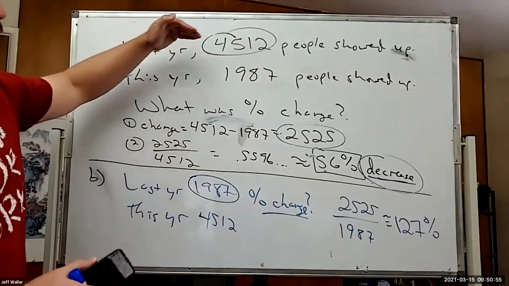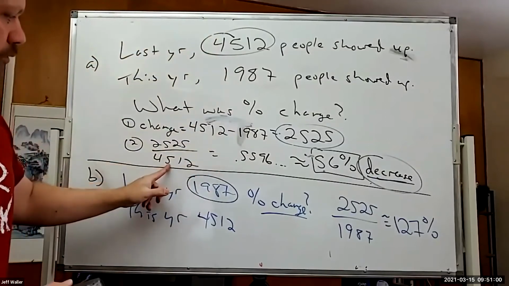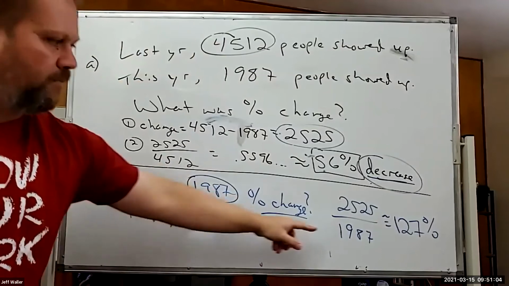So this is a beautiful example of you have to be careful about what the original was so that you divide by the correct thing.